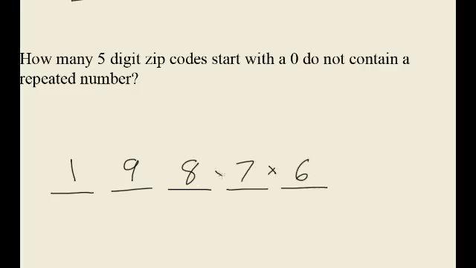And so again, we would multiply all of these together, and get that in total there would be 3,024 different zip codes that start with a 0 and do not contain a repeated number.